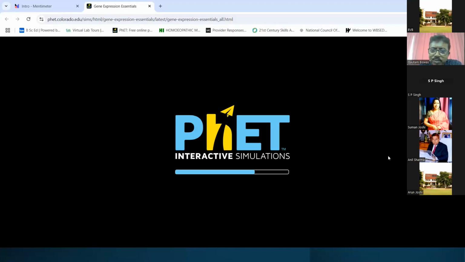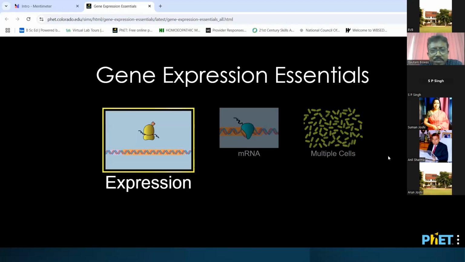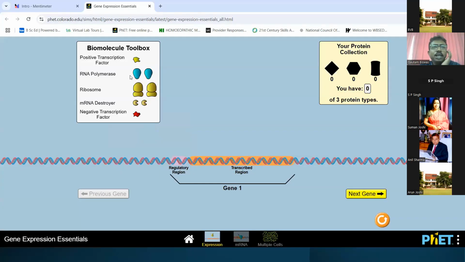Now, just try to see this one. It may not be exactly like that of CBSE, but gene expression can be explained in a nice way. Here are some legends given, like RNA polymerase. Some terms may not match, like positive transcription factor and negative transcription factor. Let it be: negative transcription factors are inhibitors, and there are some factors that are initiators or promoters.